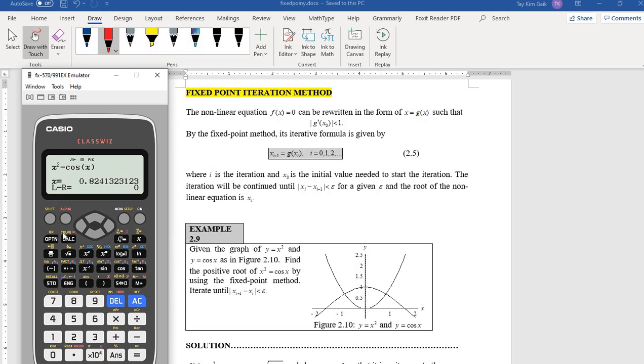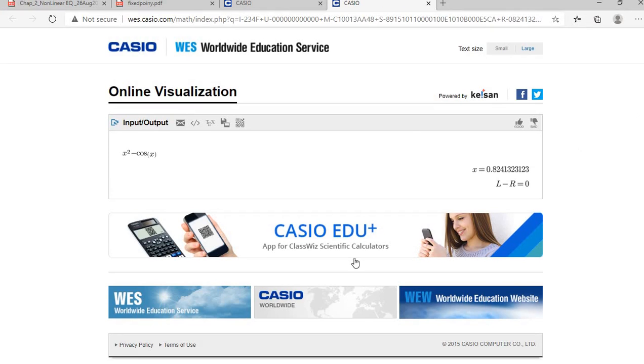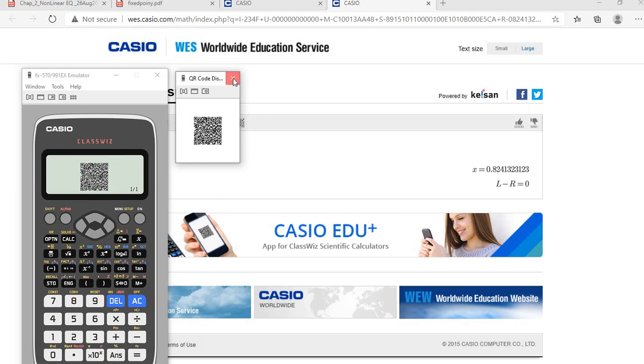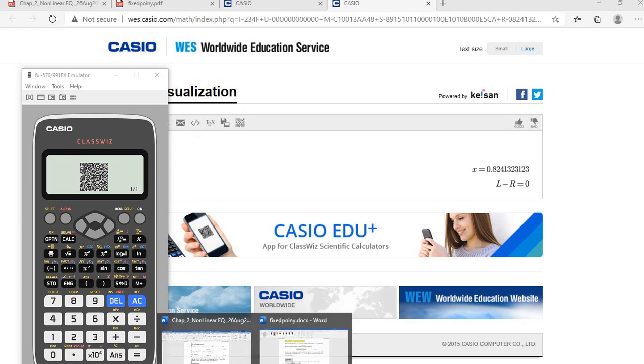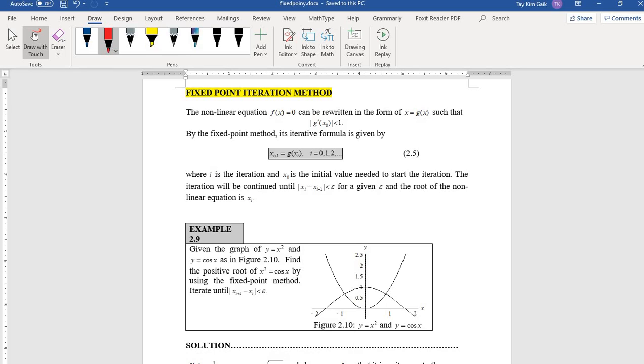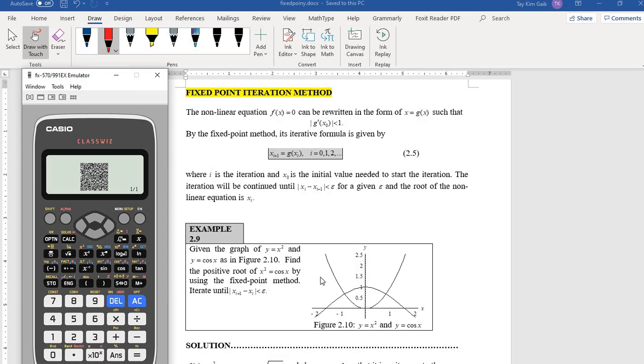If we plot this nonlinear equation, you only get the root but not the graph. If you want to see the two graphs of the nonlinear equation x squared = cos x, in the Calculate menu I cannot get the graph directly.